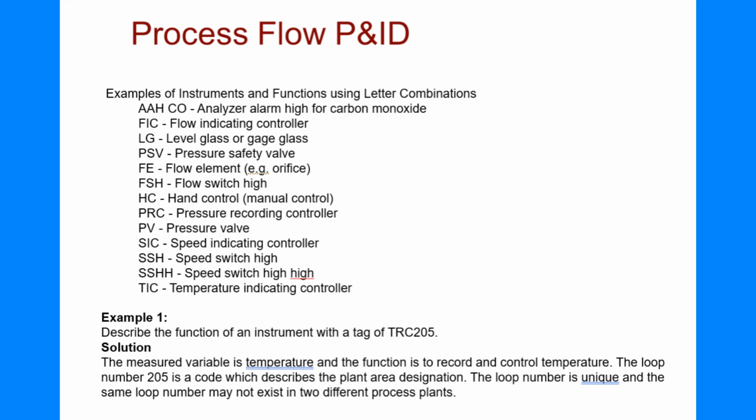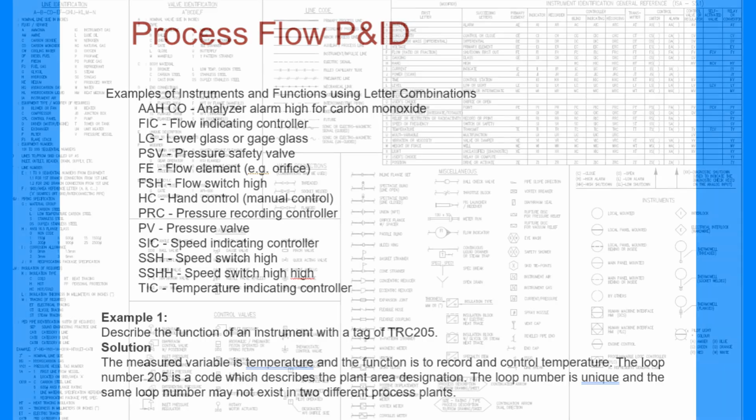For example, describe the function of an instrument with a tag of TRC 205. The measured variable is temperature and the function is to record and control temperature. The loop number 205 is a code which describes the plant area designation. The loop number is unique and the same loop number may not exist in two different process plants.